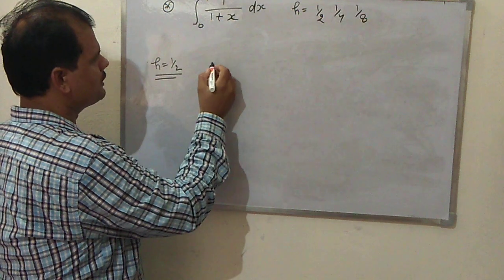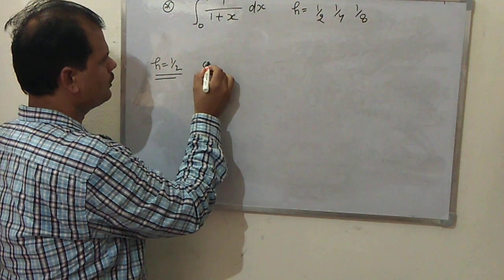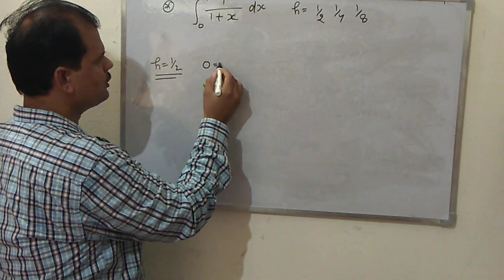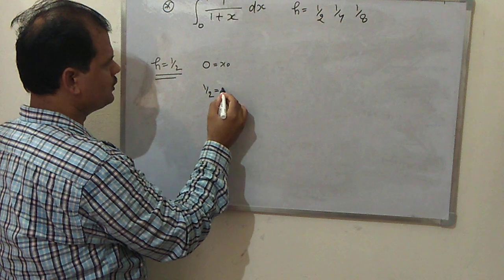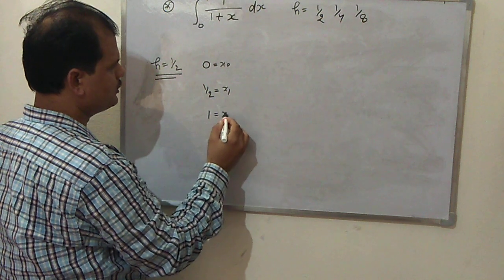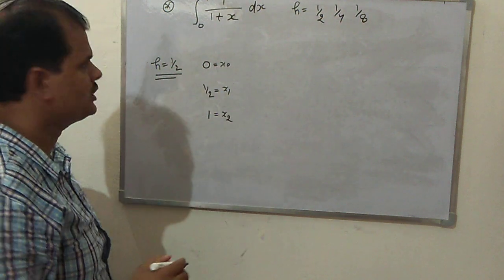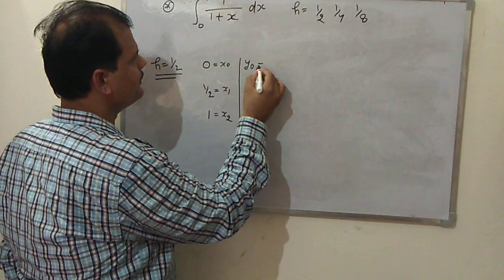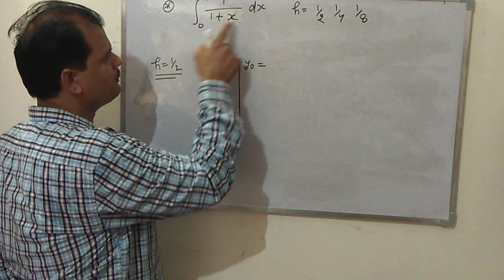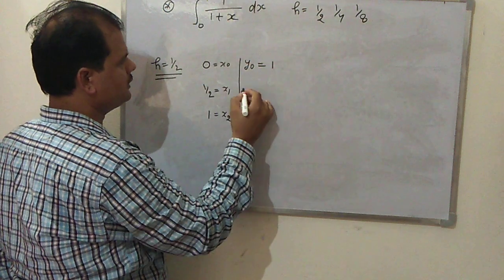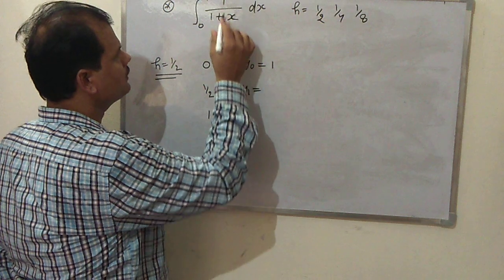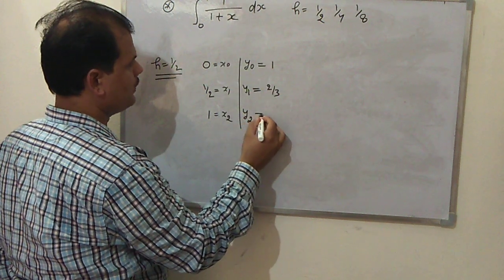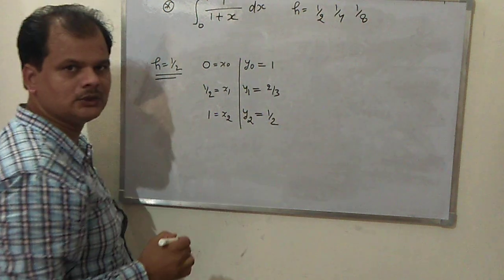So your data points will be 0, 1 by 2 and 1. So this is your x0, this is your x1, this is your x2. So this is your x value, with the corresponding y value. Your y0 will be, so y equal to 1 upon 1 plus x. So y0 equal to 1, y1 equal to 2 by 3, and y2 equal to 1 by 2.